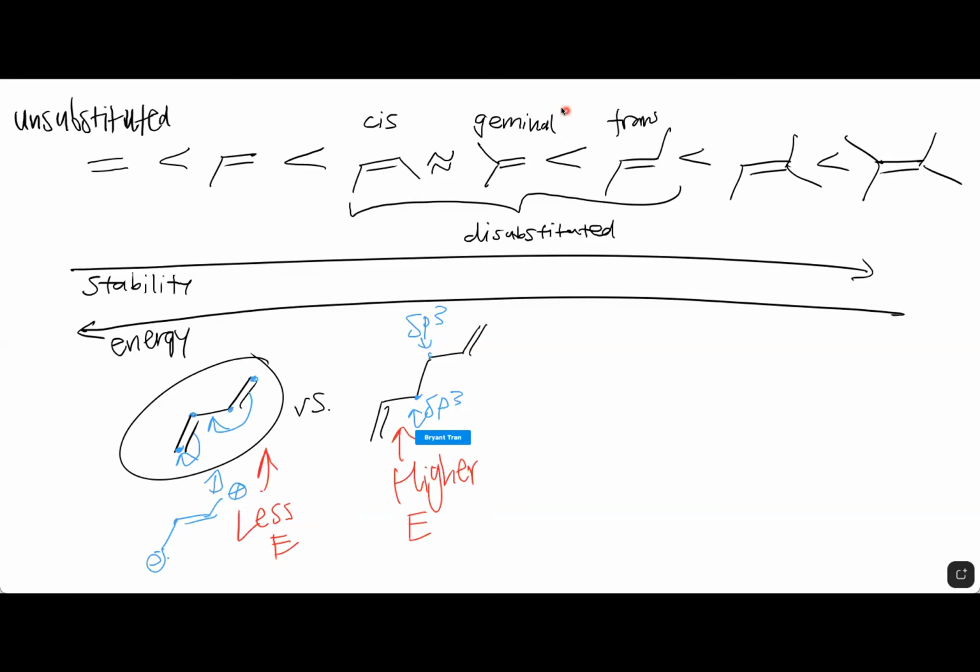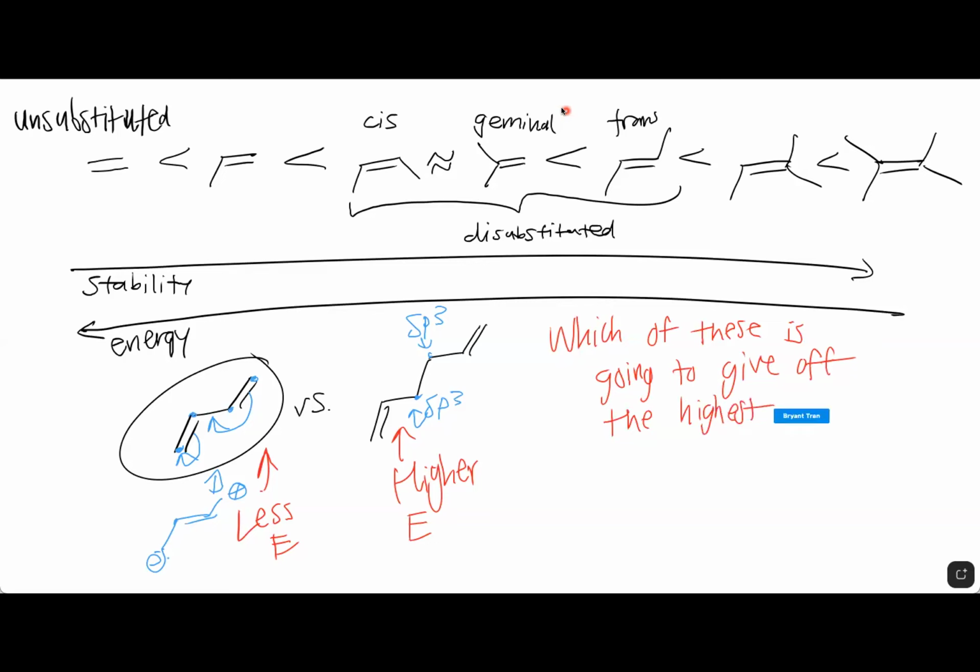And the way that he's going to ask it is, let's say, which of these is going to give off the highest? And he might not say energy. He might show the symbol right here, delta H, heat of hydrogenation, which is a form of energy.